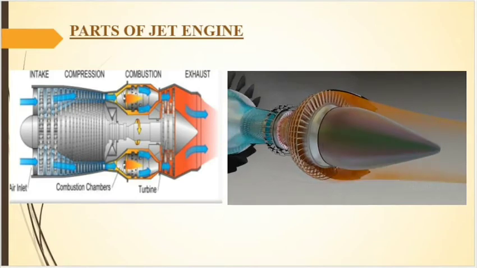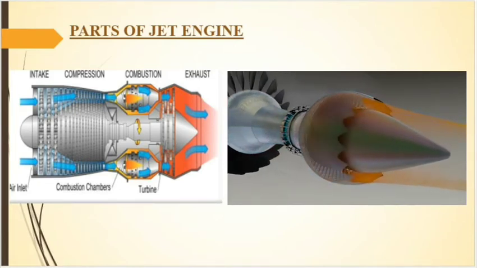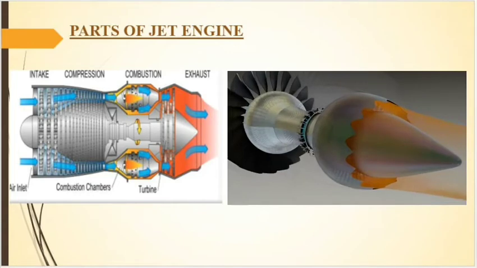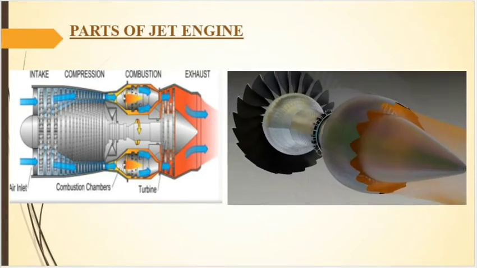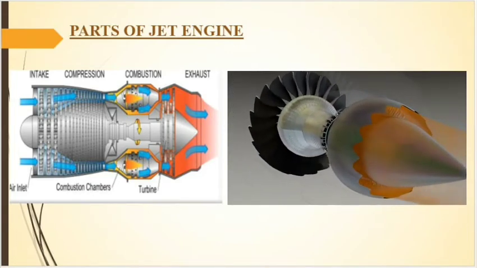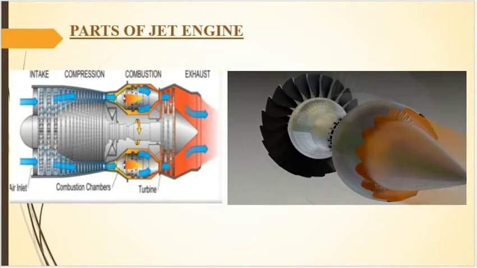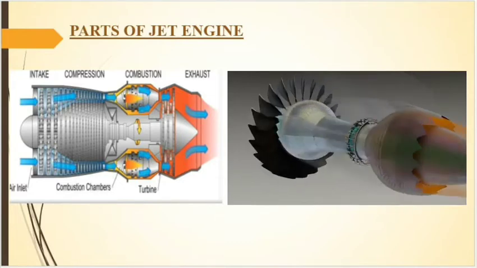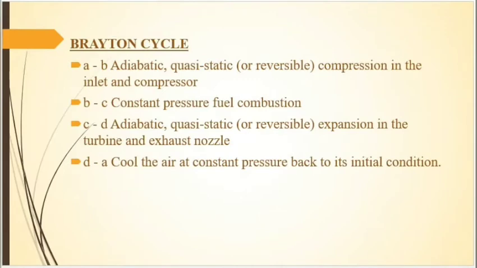It is attached to the rear of the turbine assembly. It is a tapered, cylinder-shaped outlet for the gases. The cone eliminates turbulence in the emerging jet, thereby giving maximum velocity. Next comes the Brayton cycle.